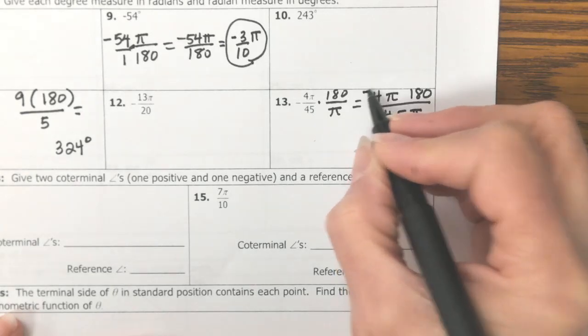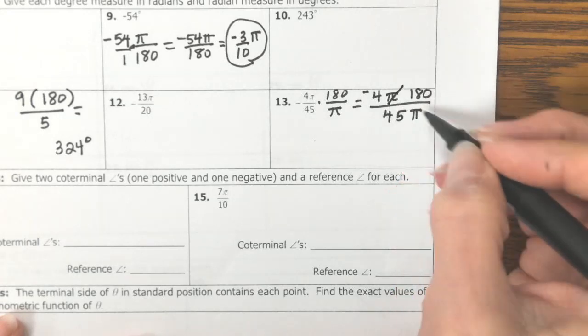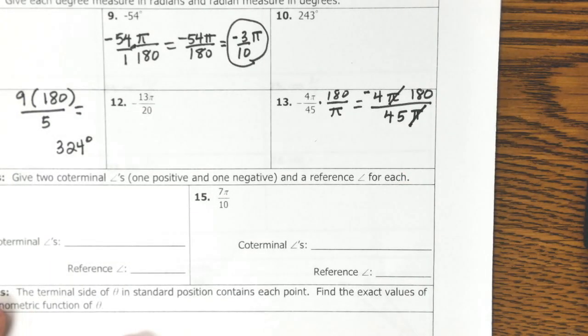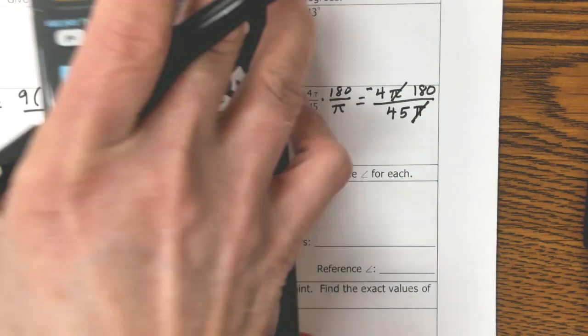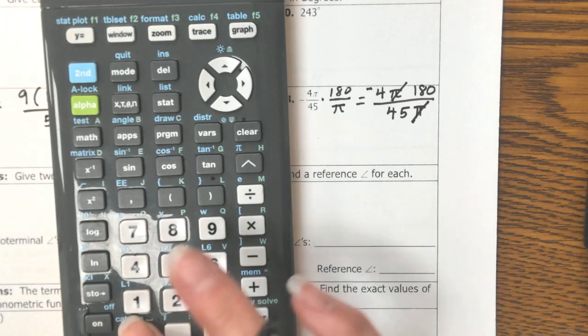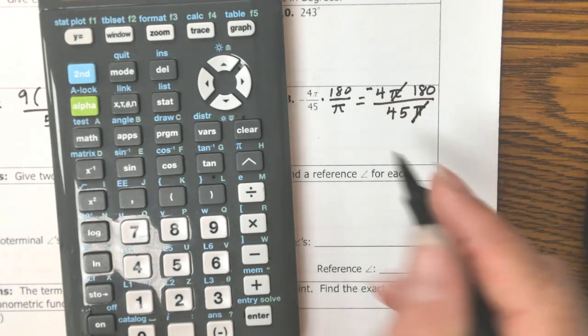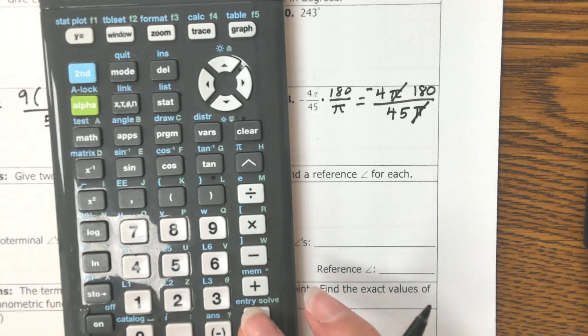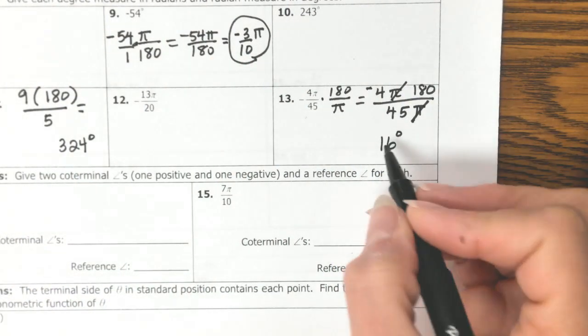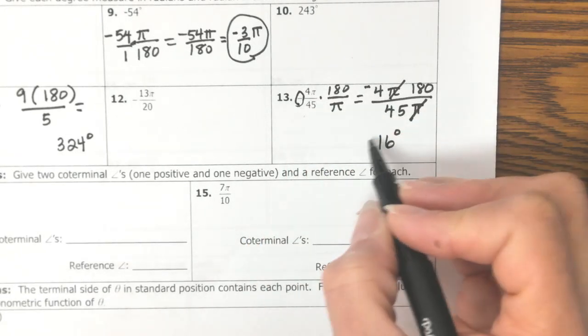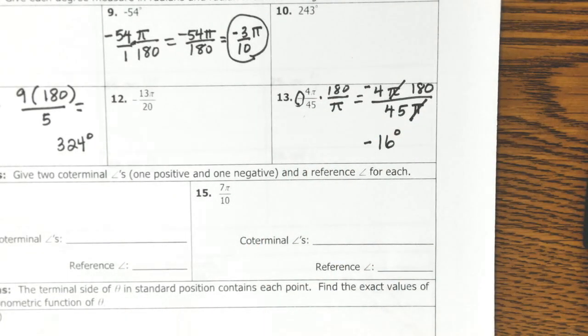Now, it was negative, so the negative will just stay. Now, you could cancel your pi over pi. And then you're really just saying 4 times 180, which is 720 divided by 45. And you end up with 16 degrees. It is, though, negative. So if it starts out negative, it stays negative. Remember, negative is just the direction of the way it swings. If we were graphing this, it would swing downward. Okay, 16.